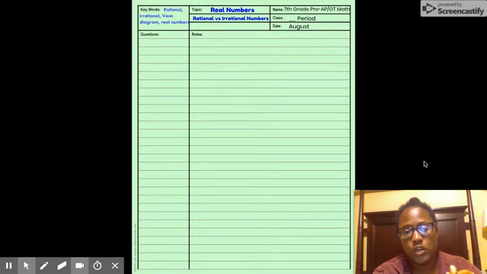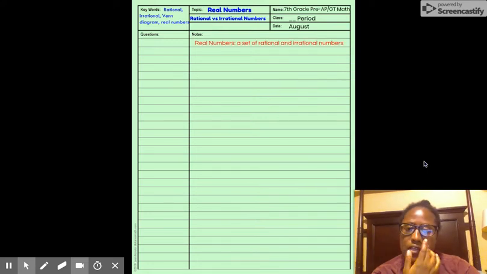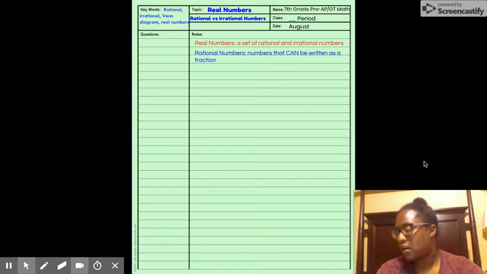Alrighty, so the words we're going to go over: rational, irrational, Venn diagram, and real numbers. And I actually, thinking back to it, I don't think we get to Venn diagrams in this one. All right, so we're going to write a couple of definitions. Real numbers are a set of rational and irrational numbers. Rational numbers are numbers that can be written as a fraction.